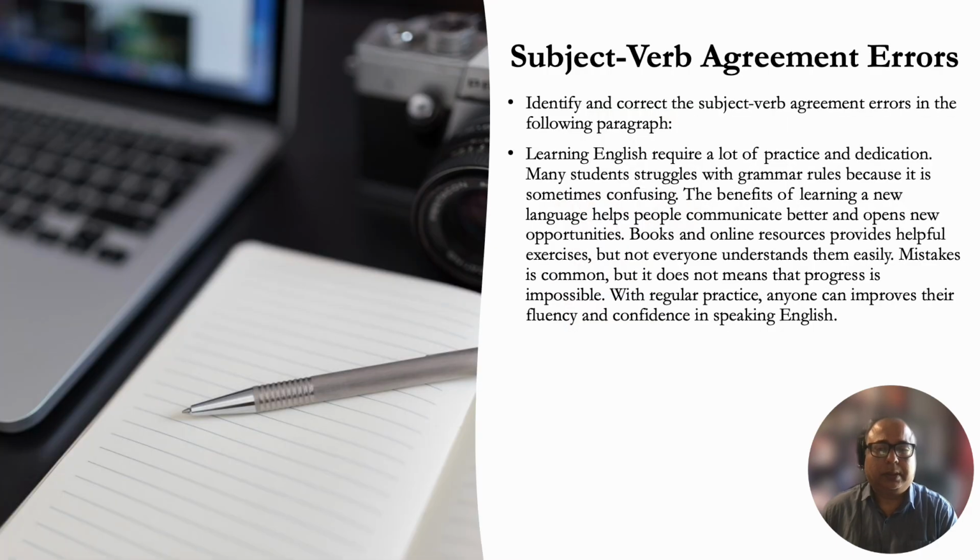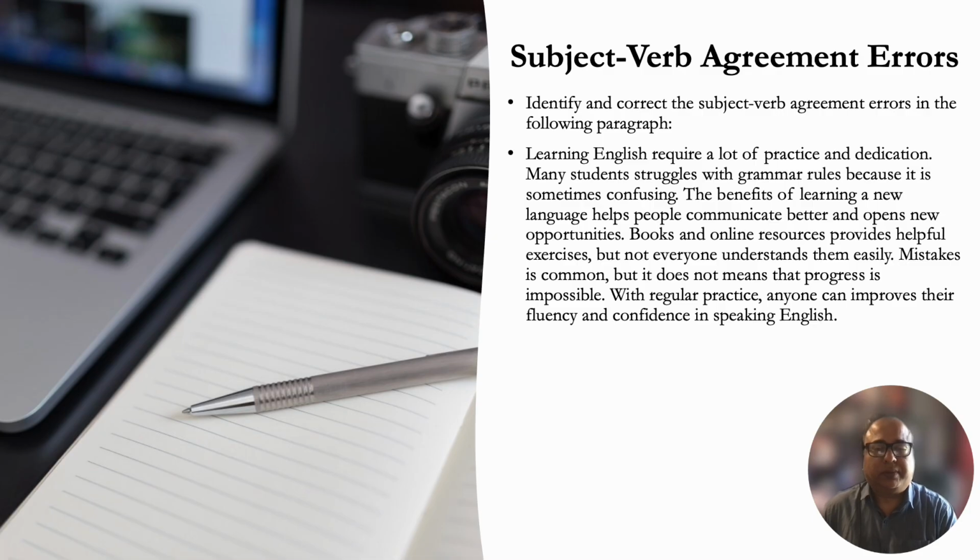Okay, moving on. Subject-verb agreement errors. Students often make these errors, even though it's a local error. If you really want to know what a local error is and how it's different from a global error, there is a lesson. I'm going to put that link in the description box below. Okay, so identify and correct the subject-verb agreement errors in the following paragraph.